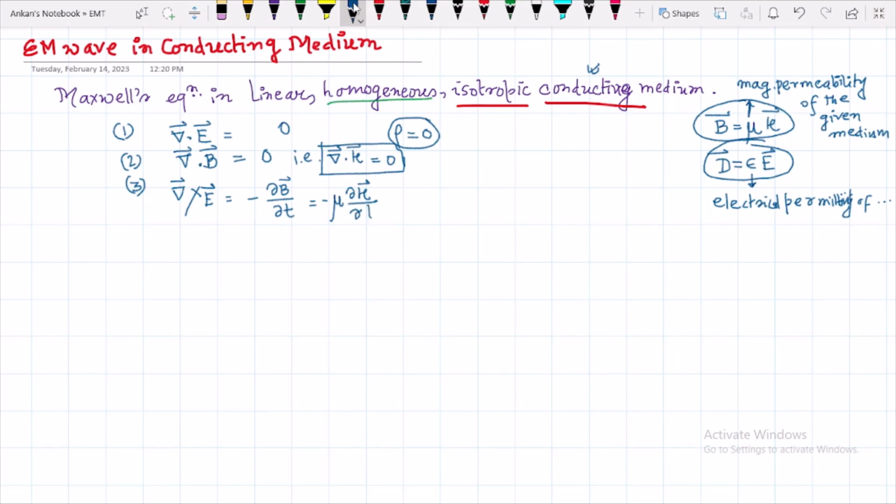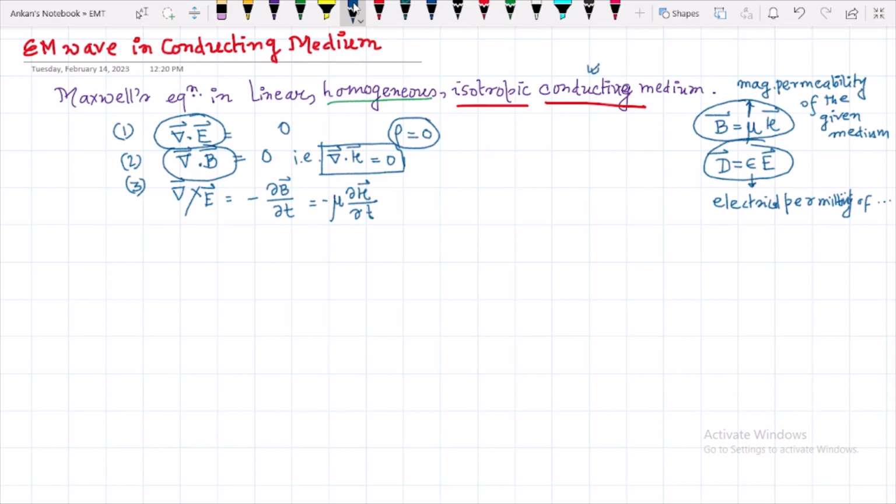You have to remember only one form of the Maxwell's set of equations. Then you can modify it for different media. Okay. So I have memorized only del dot E is equal to rho by epsilon naught. Here rho is 0, so this is 0. Del dot B is equal to 0. Del cross E is equal to minus del B del T. And for this case, we can modify this by minus mu into del H del T.